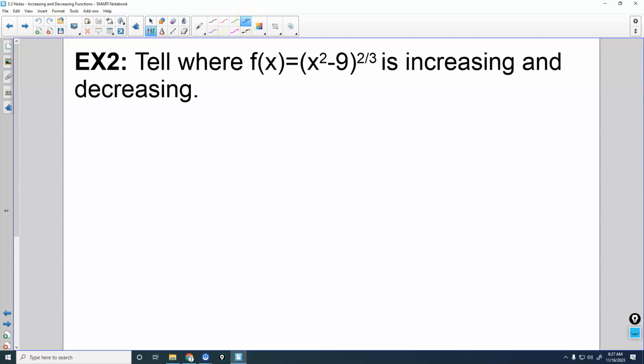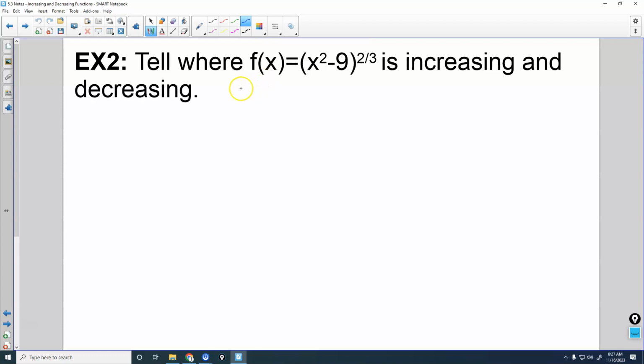So, example 2. Everybody with me? Alright, this is the same as the last question that we did as far as what it's asking for. It is a little bit different in that the equation is going to be a little bit more difficult to solve.